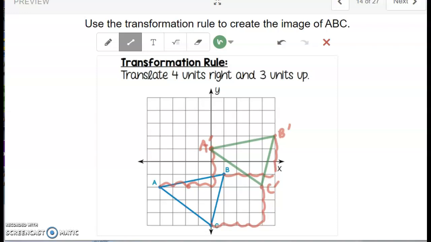Another way you could have done, instead of moving each of the points, is to move just one point, like A, and then figure out where B is relative to A. B is from A, it's 5 units to the right and 1 up. So what I could have done is, after I've created A, I can go from the new A 5 units to the right and 1 up, and that would be my B prime. Okay, so you can find the relative position and do that, or you can move each of the points separately. Certainly finding the relative position is easier.